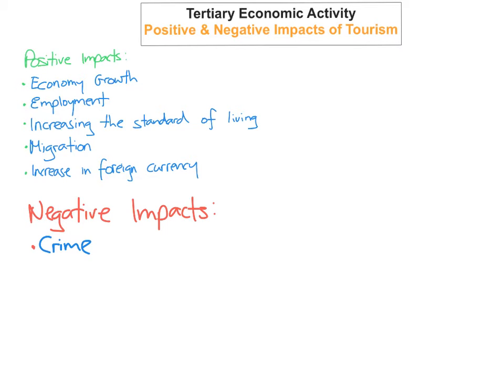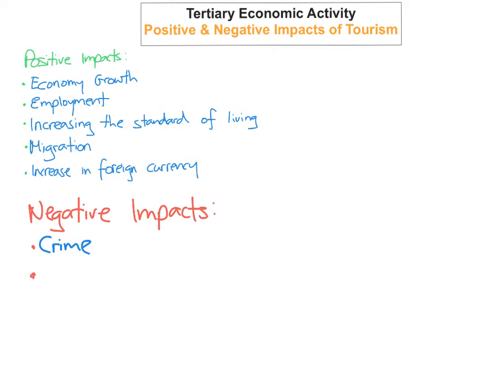It's because there's a lot more money, there are rich people coming into that area, and people will look to be opportunists, looking to take advantage of that wealth and commit some crimes. So usually crime will increase.